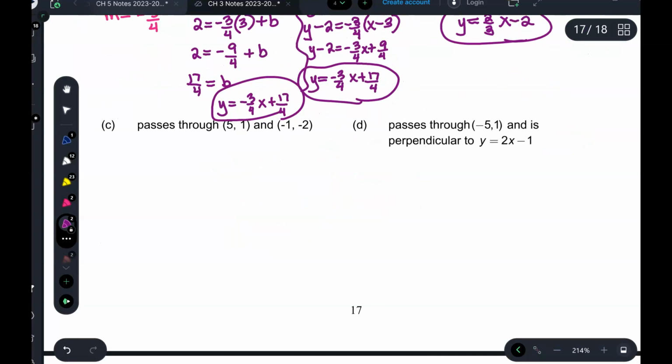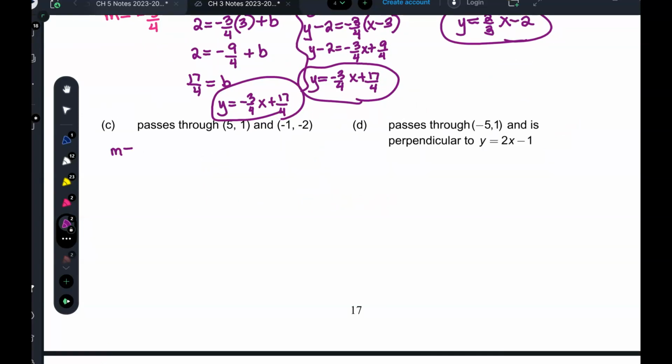So C and D, same thing. First, figure out what m is. So let's see, negative 2 minus 1 over negative 1 minus 5. So negative 3 over negative 6 reduces to what? A half. Okay, so I'm going to use my y minus y1. I'm going to use the second method just to show you again how pretty easy it is. Does it matter which point I use? Which one, (5, 1)? It doesn't matter.